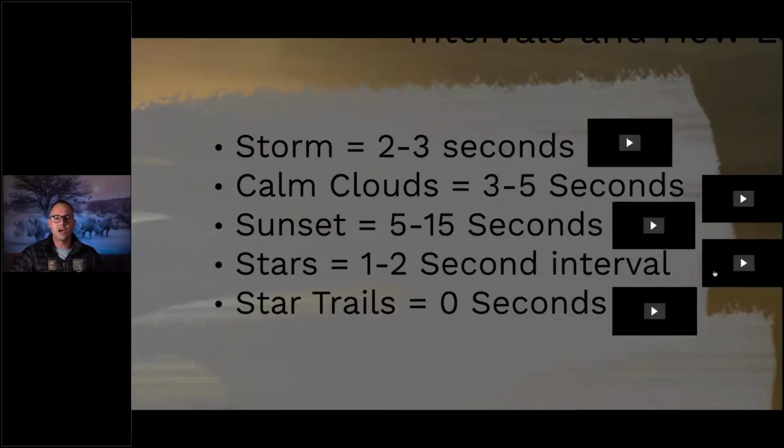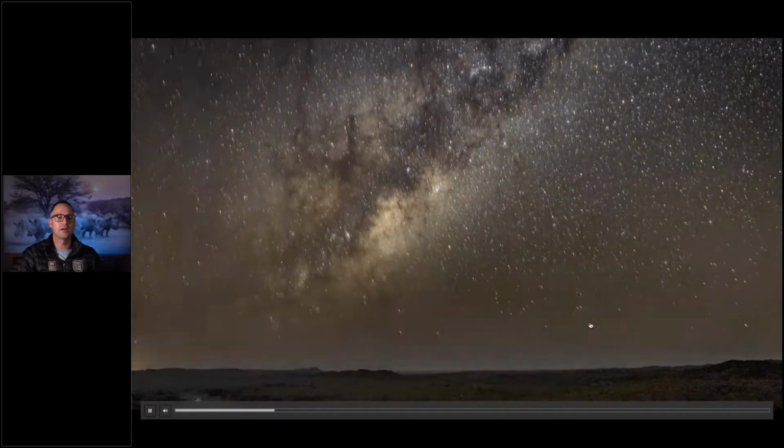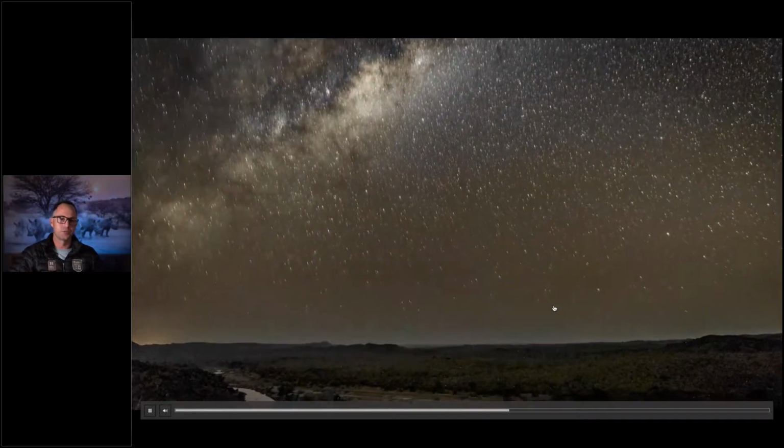And then stars, 1 to 2 second intervals, just because we don't want too much time for the stars to move, because we've got extremely long shutter speeds. We're shooting at 20-30 second shutter speeds. And here's an example of the Milky Way rolling around in the outpost, which is very cool.